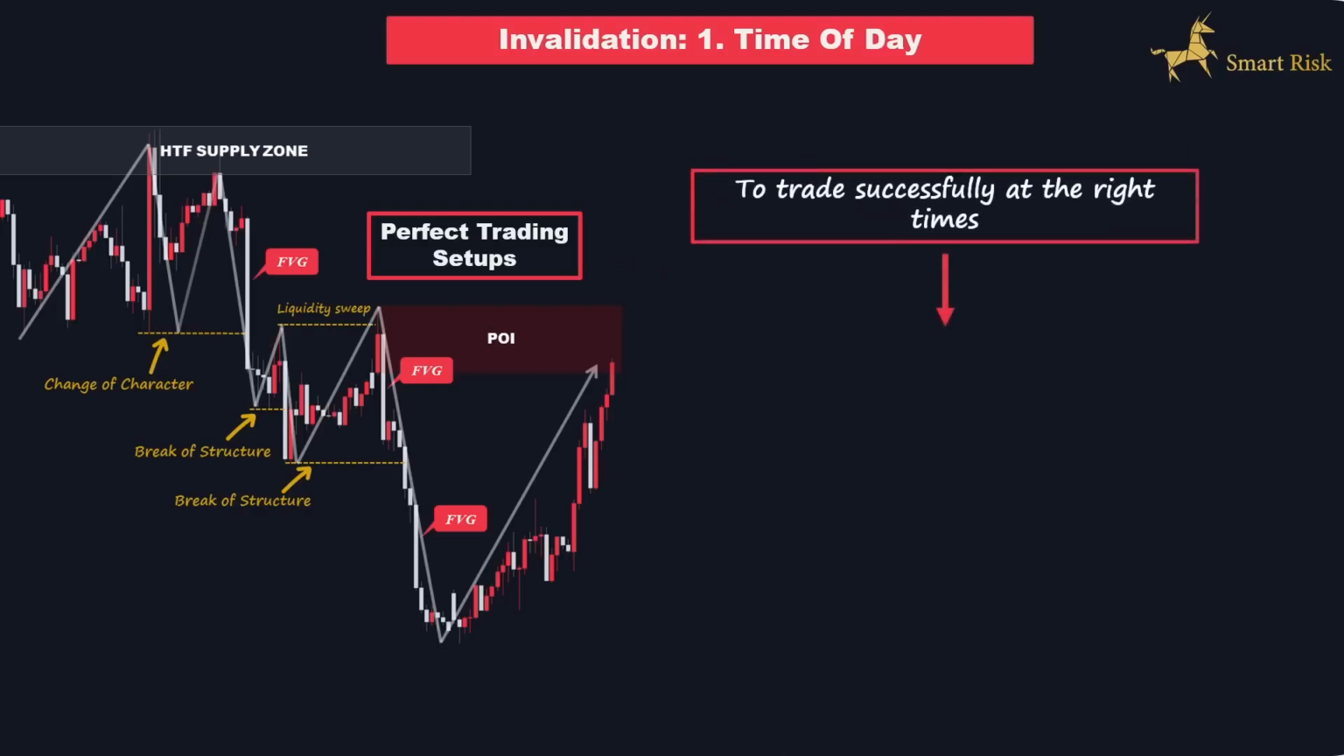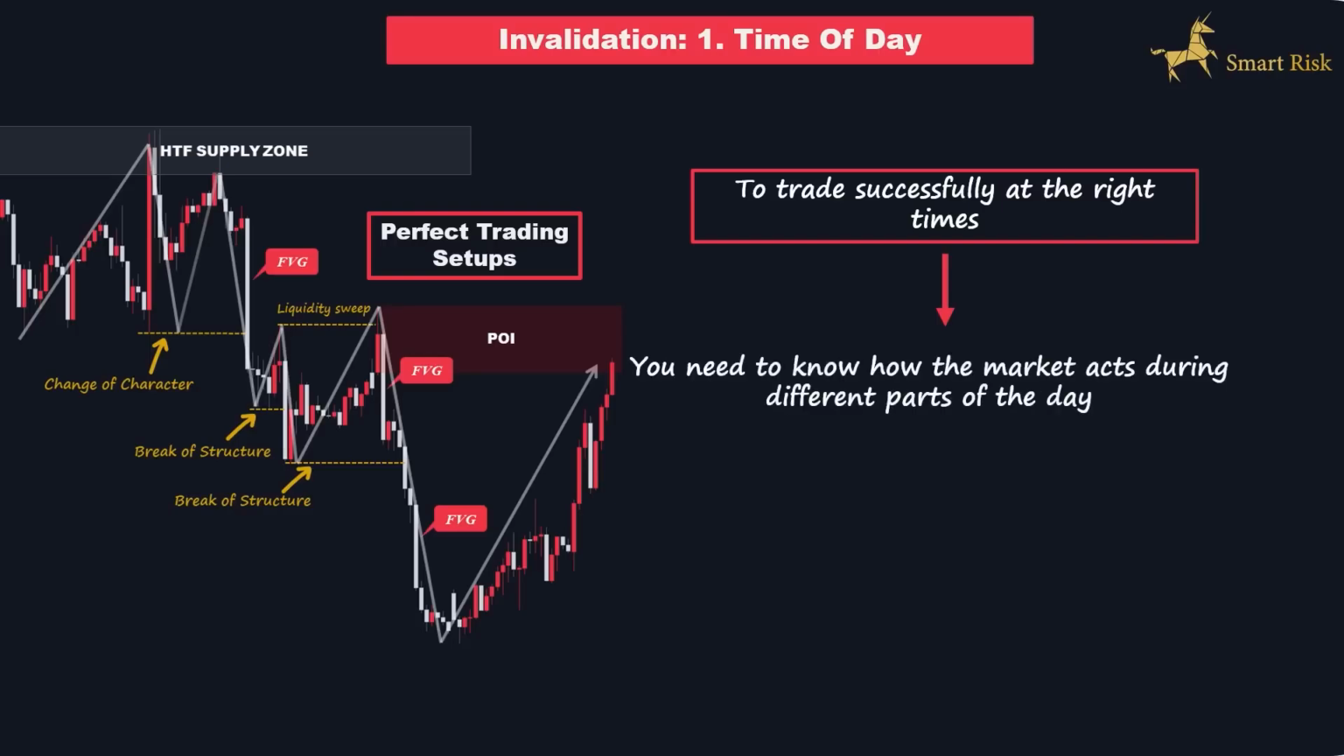To trade successfully at the right times, you need to know how the market acts during different parts of the day. Each part has its own behaviors, like how things move in Asia, or when London has reversals or fake-outs. Also, it's important to understand when these trading times overlap, such as when New York and London are both active, and what usually happens during those times. This knowledge helps you make smarter trading choices and boosts your chances of winning trades.